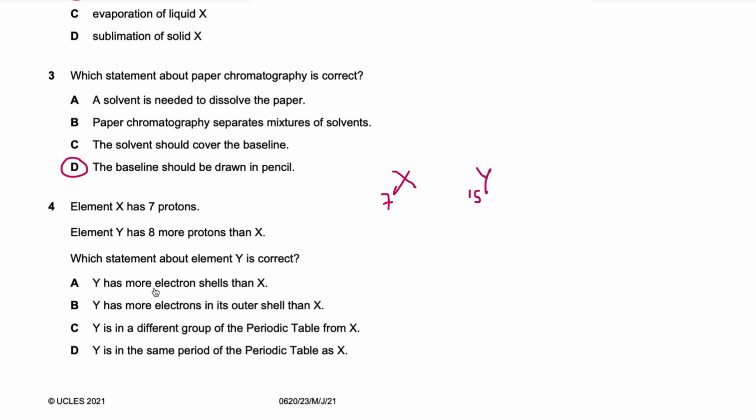Now, you say Y has more electrons than X. That's correct. Of course, why do we have more electrons? Because the number of protons equals the number of electrons. So if it has 8 more protons, it definitely means it has 8 more electrons. So why do we have more electrons?